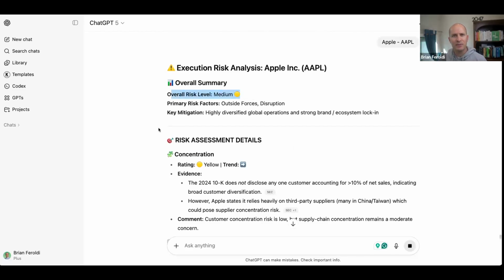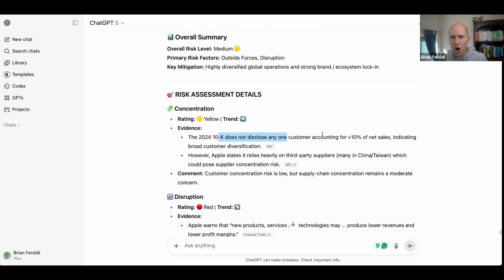Okay, so ChatGPT says medium risk, outside forces and disruption. Highly diversified global operations and a strong brand ecosystem lock-in help to mitigate those risks. So concentration risk. There's no one customer accounting for 10% of sales. Oh, here's the next part though. Apple states it relies heavily on third-party suppliers, mainly in Taiwan, China, which could pose supplier concentration risk. So there you go. Customer concentration risk, supplier concentration risk. It's low risk, but it does remain moderate. How would you think about that?